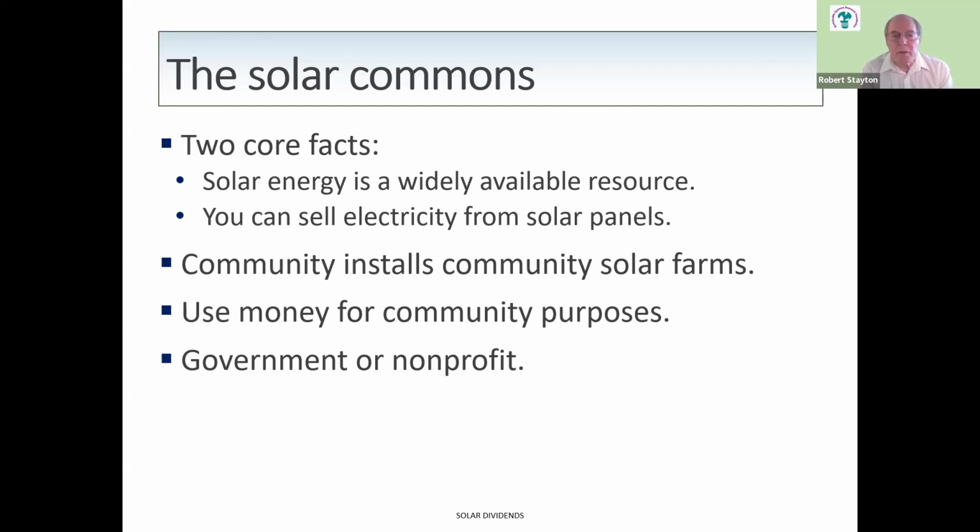The term solar commons captures the idea that solar is a resource for everyone. Utilizing the solar commons as a resource to fund community benefits is based on two core facts. Solar energy is widely available, and you can sell electricity generated from solar panels. The basic idea is that a community installs a solar farm on a sunny location, sells the electricity to customers, and uses the money for community purposes. You're taking something that belongs to everyone and finding a way to share its benefits with everyone. This can be done by a government or by a nonprofit.